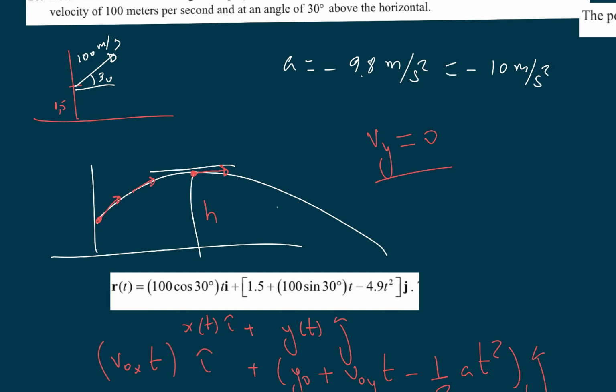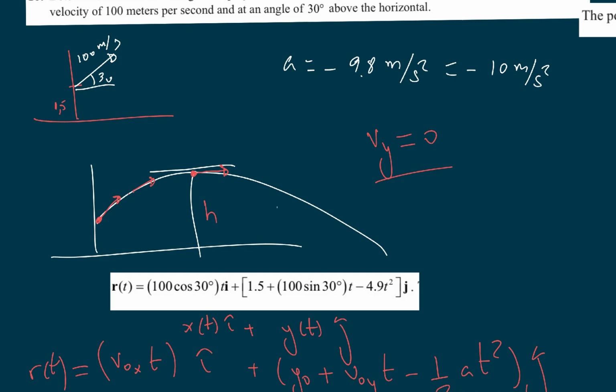So this is the vector r of t, and if you plug in numbers, you will obtain v0x is 100 cosine of 30 times t in the i direction, and this is y0, 1.5, v0y is 100 sine of 30 times t, minus 1/2 of 9.8, which is minus 4.9 t squared, j. So the maximum height we said is reached when the velocity vy equals 0.